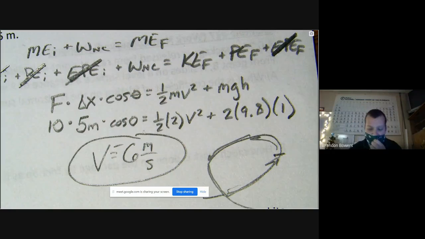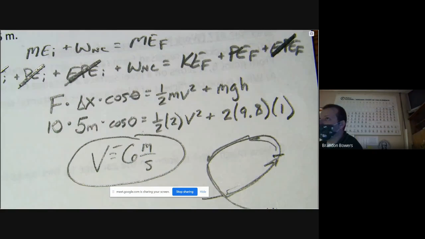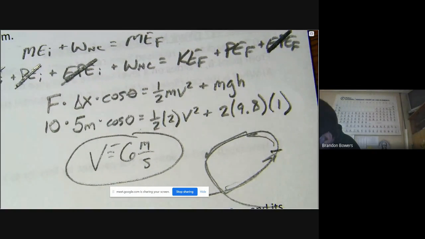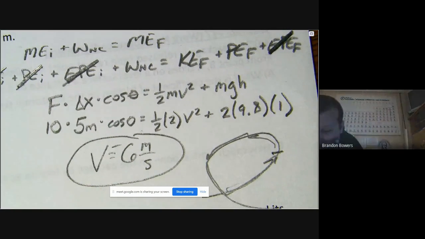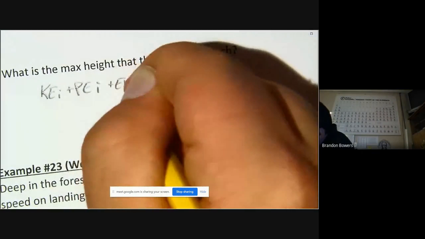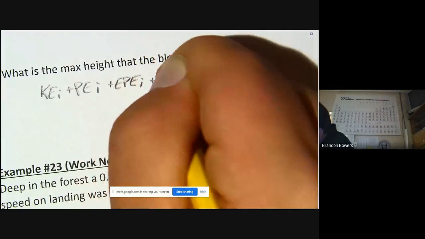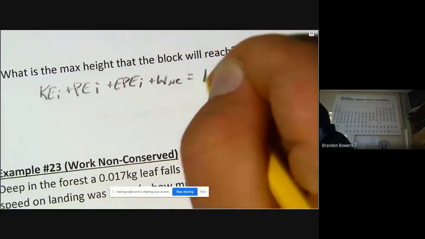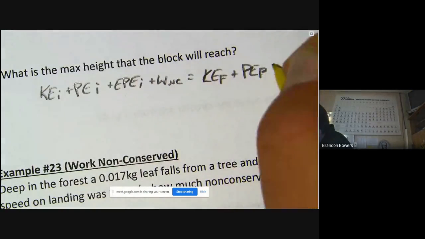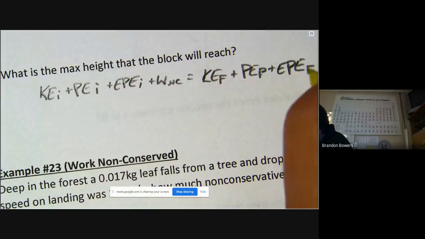All right. Next question says, what is the max height the block will reach? Once again, I'm going to write out everything. You do not have to write out everything unless you want to. So I have the kinetic energy initial plus potential energy initial plus the elastic potential energy initial plus the work non-conserved is equal to the kinetic energy final plus the potential energy final plus the elastic potential energy final.